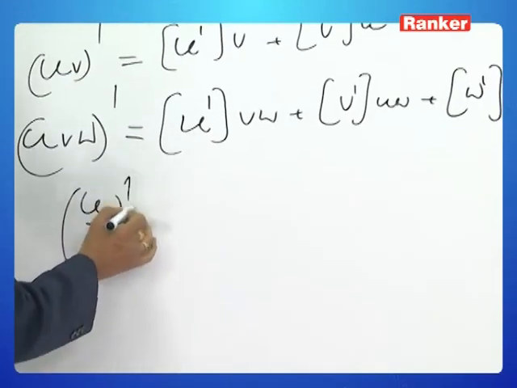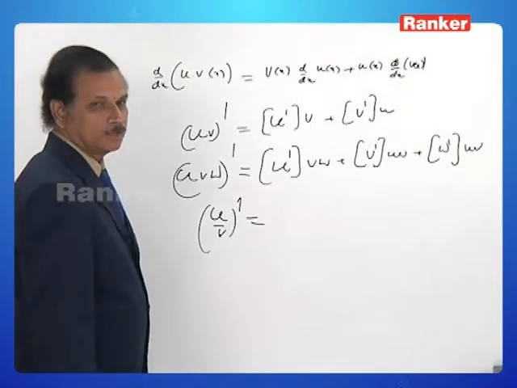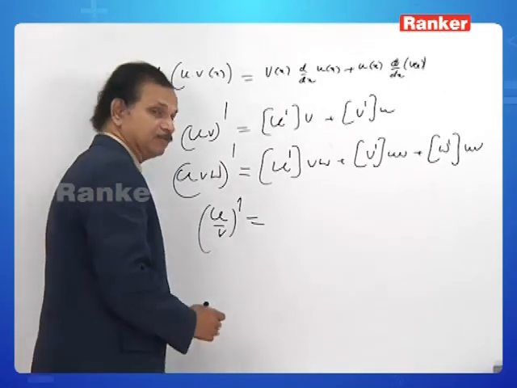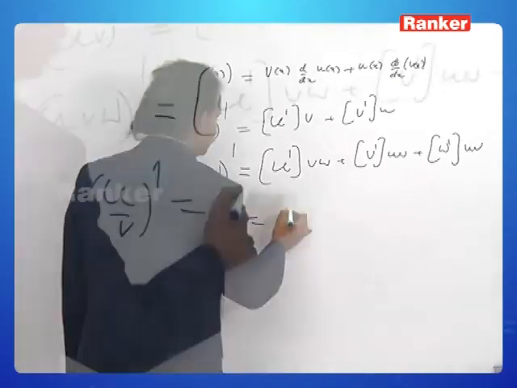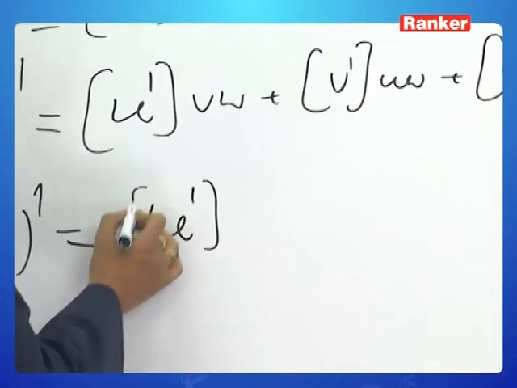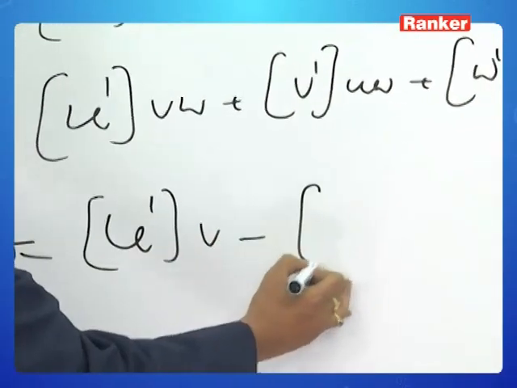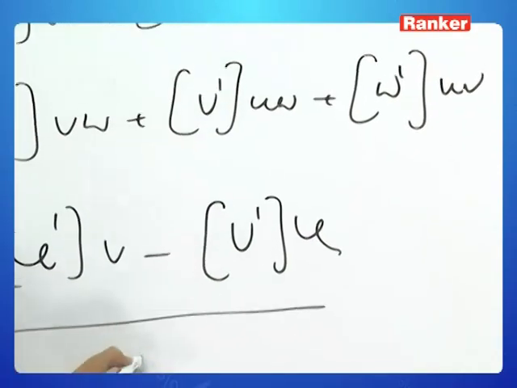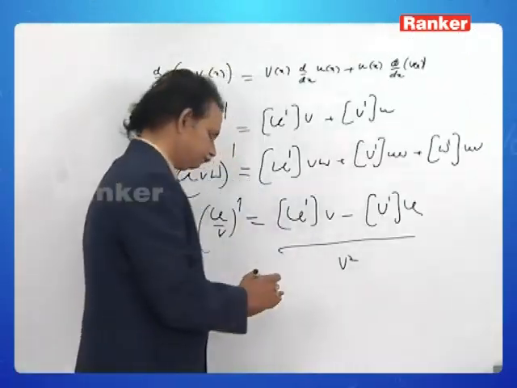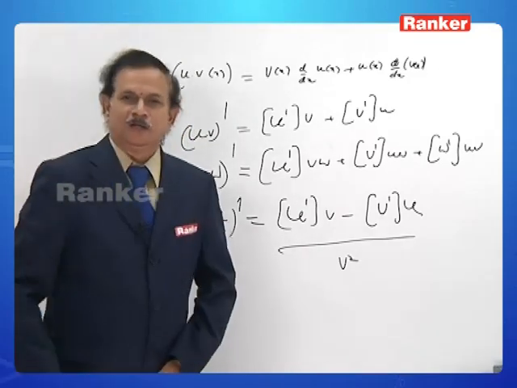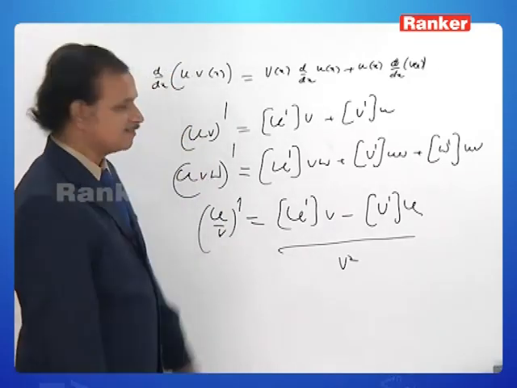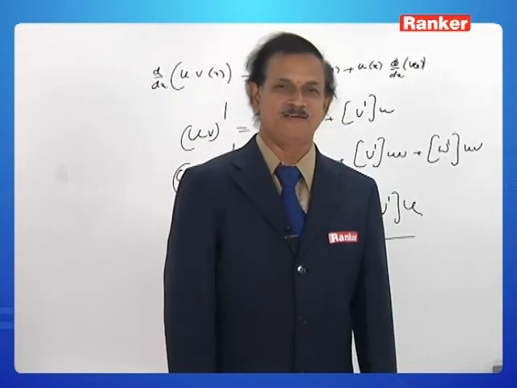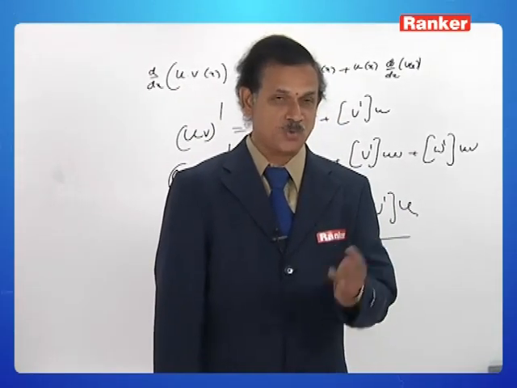Just like that, (u by v) whole dash. What is u by v whole dash? That is the derivative of u by v: u dash v minus v dash u, by v square. This is a combination of general rules regarding algebra of derivatives, regarding products and quotients.